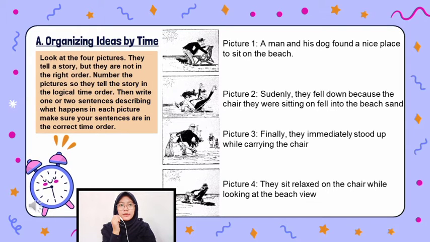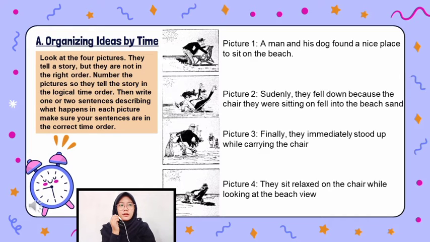To understand this material, look at the four pictures. They tell a story but they are not in the right order. Number the pictures so they tell the story in logical time order. Then write one or two sentences describing what happens in each picture. Make sure your sentences are in the correct time order.